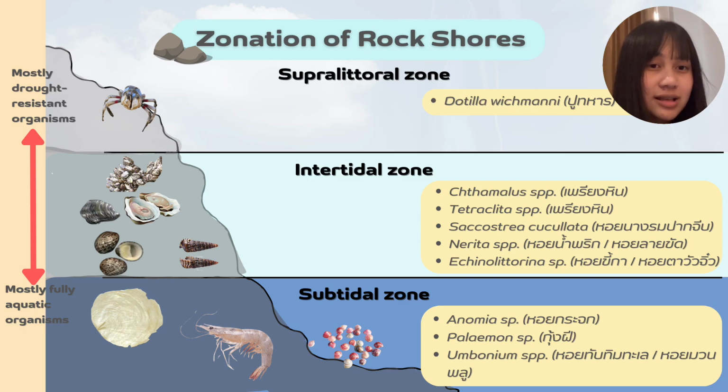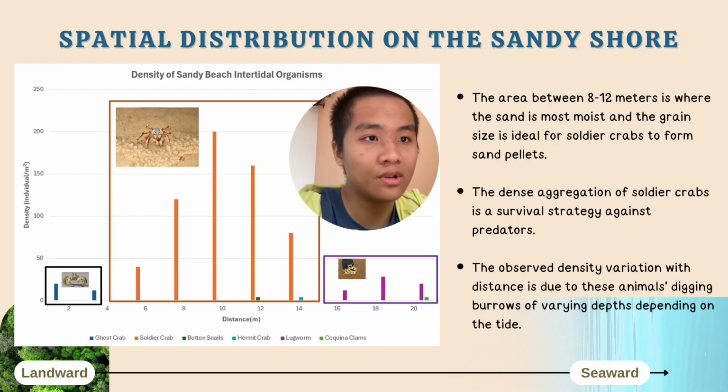So overall, rocky shores support many organisms that are adapted to attach to hard surfaces and survive strong waves. As for the spatial distribution of the rocky shore, massive concentrations of sessile organisms were found competing for space on the rocks.